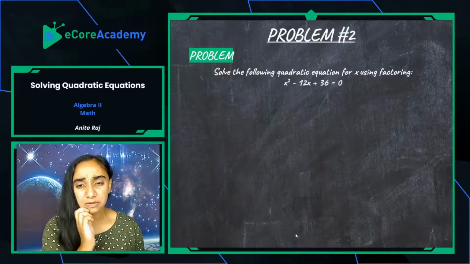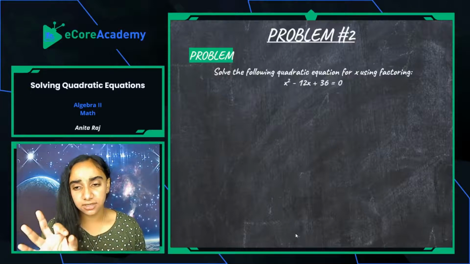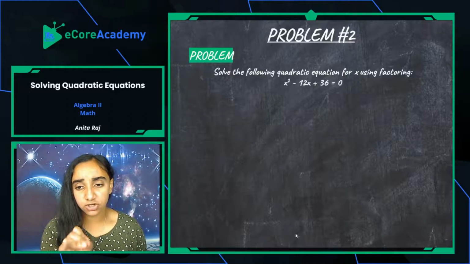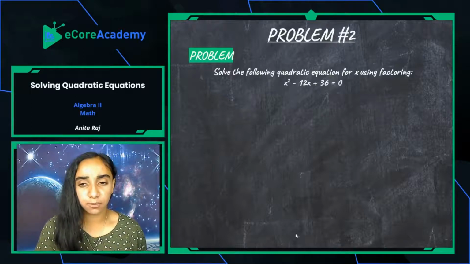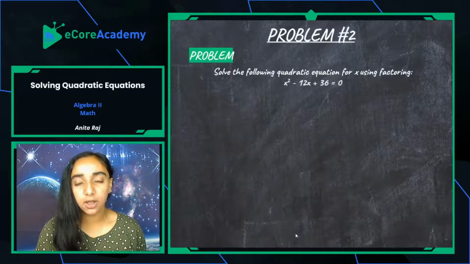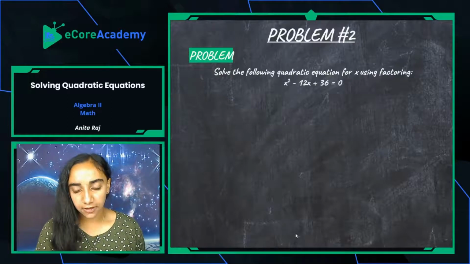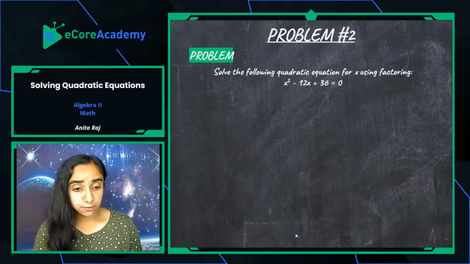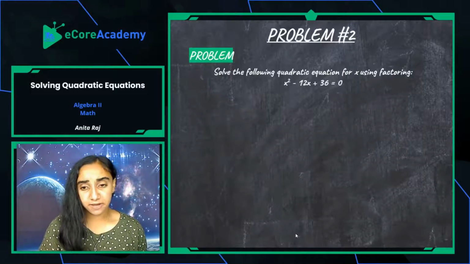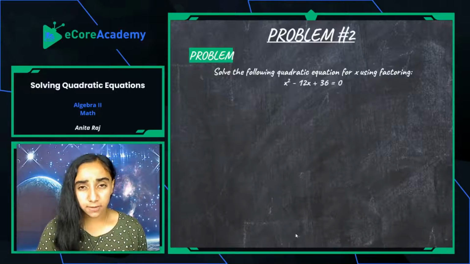So I just want you to take a second, look at this quadratic equation that I have up on the screen. X squared minus 12x plus 36 equals 0. So I want you to take a second to look at that. See if you recognize any of its properties. Is there anything special about it? Just think about it for 1 second, and then I will tell you.